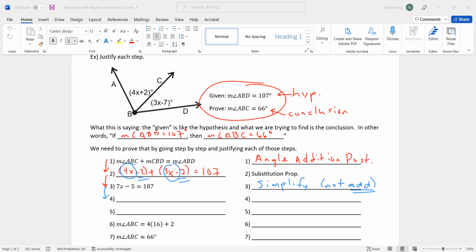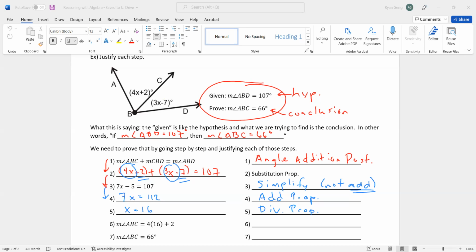What would you do next? Well, you would add 5 to both sides, right? So add 5 to 107, you get 112. So what is that? The addition property. That one is the addition property because you are adding 5 to both sides. Then dividing by 7, you get 16. So x equals 16. That's the division property.